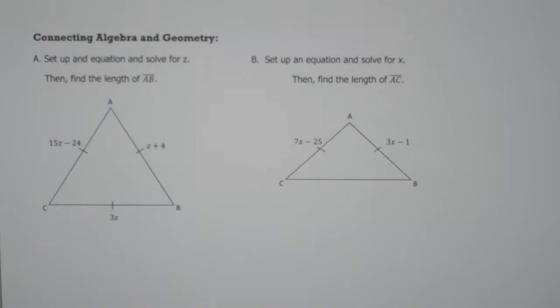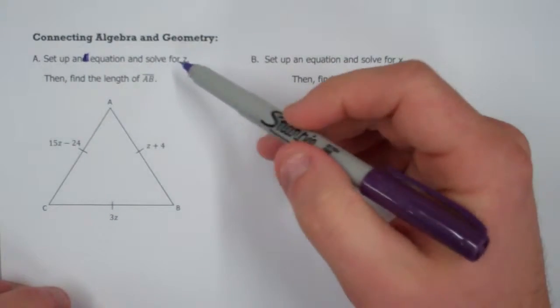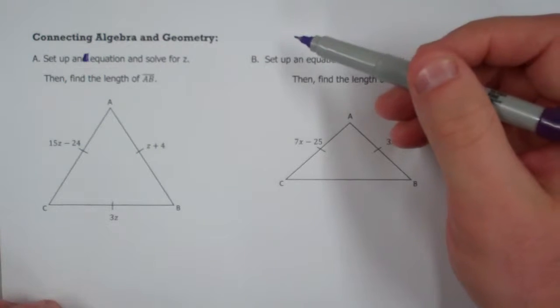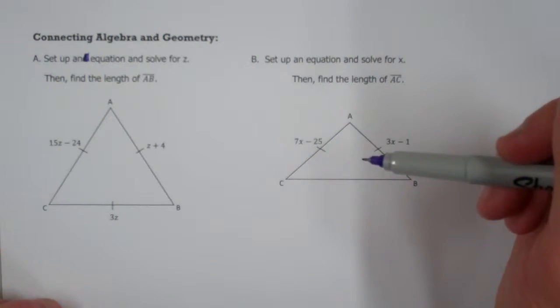In this example, we're going to connect algebra and geometry. And for A, it says set up an equation. So this should be just an equation, and solve for Z. So we got a variable Z here. And then find the length of AB. Alright, so we need to solve for the variable and then find the length of one of the sides.